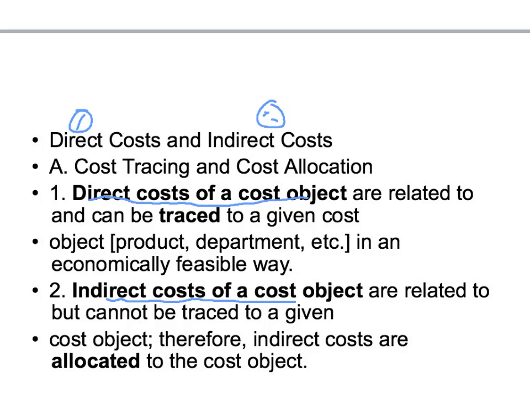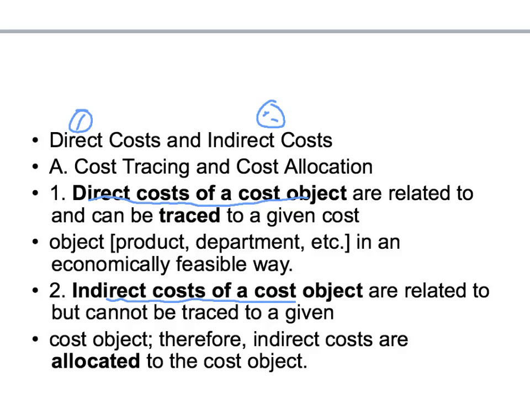If I'm manufacturing a desk and I look at the cost of wood in the manufacture of that desk, I say, okay, is that cost direct? And the cost object is the manufacture of one desk. If I can trace the amount of wood and measure how much was consumed, yes, that's a direct cost. So wood would be a direct cost.